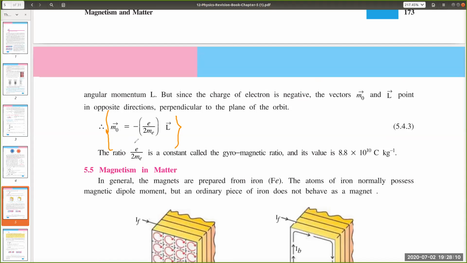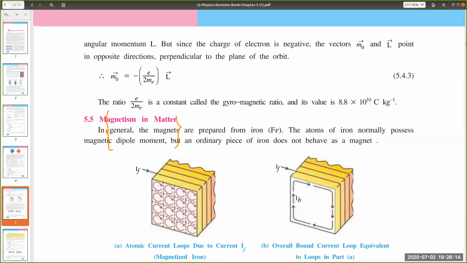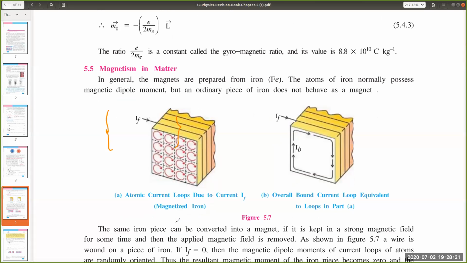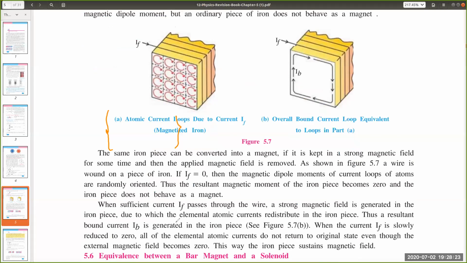Okay, cool, everyone. So. Magnetism in matter. Oh, nice. So yeah, I was very dumbed out.